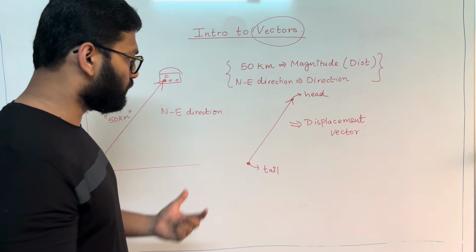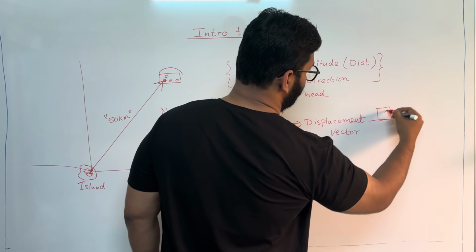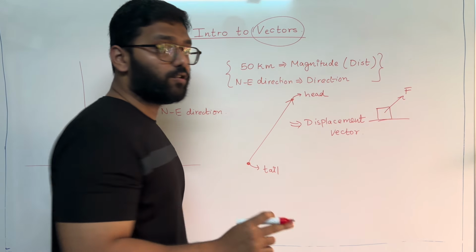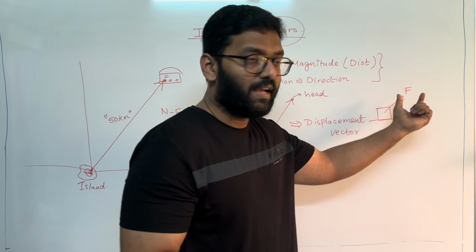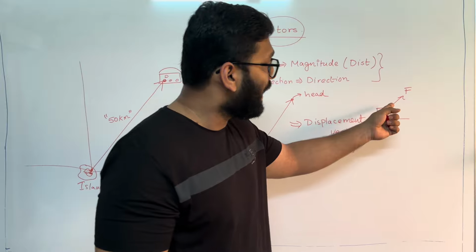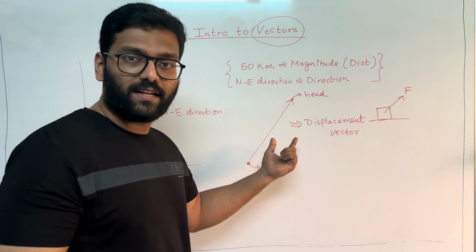It can be a force vector. Suppose there is a block on this surface and there is a force applied. Now this is a force vector. In this case, it does not show the displacement of this block. It shows the direction and magnitude of this force vector. The magnitude will be in Newton. Here the magnitude will be in meter, kilometer and so on.